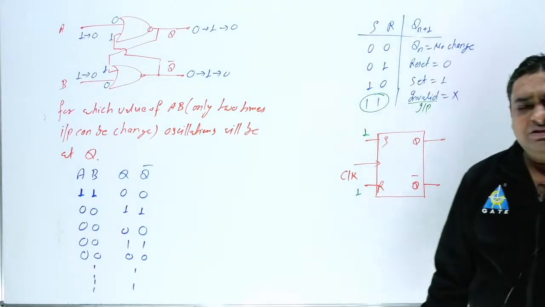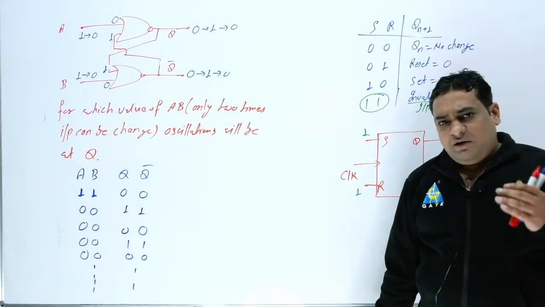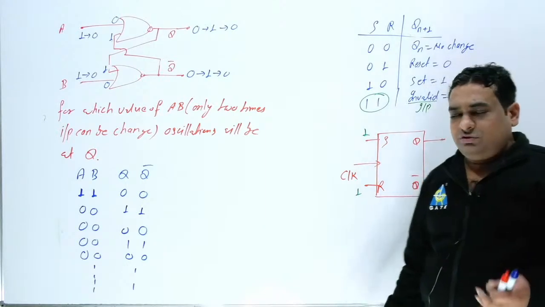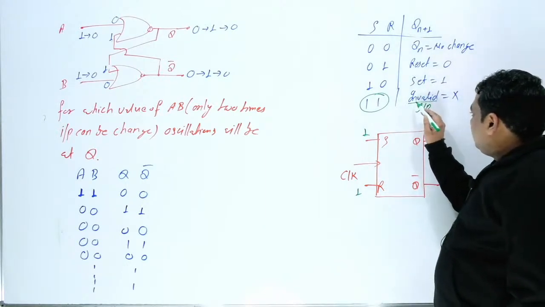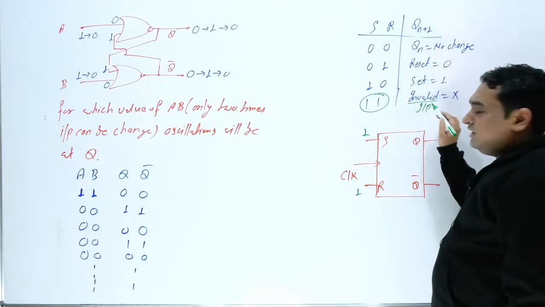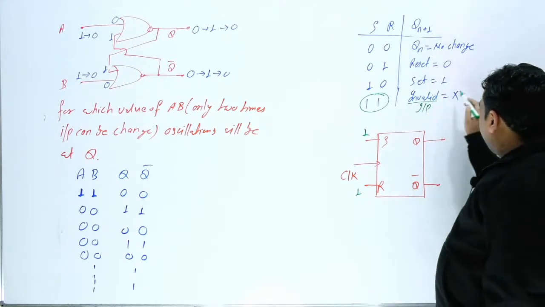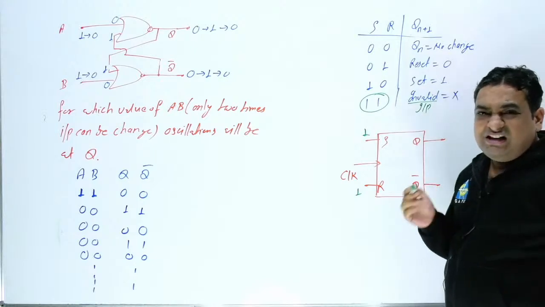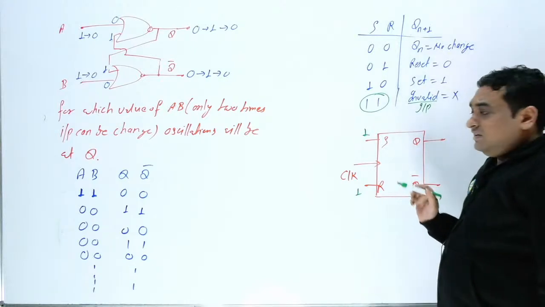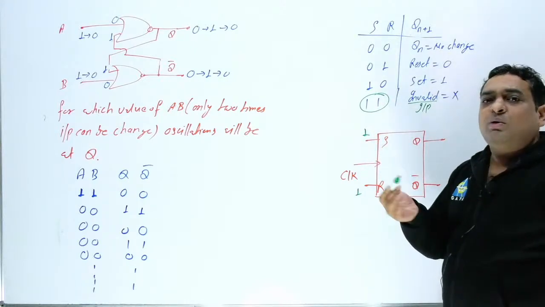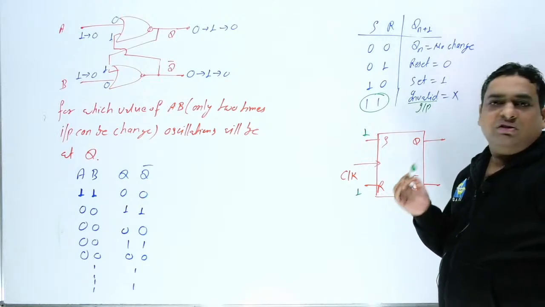Both the outputs means one is in normal form and one is in complemented form. So this meaning should be very much clear to you. So this invalid, or what you are going to write as don't care, means that in this circuit this 1 1 input you cannot apply.